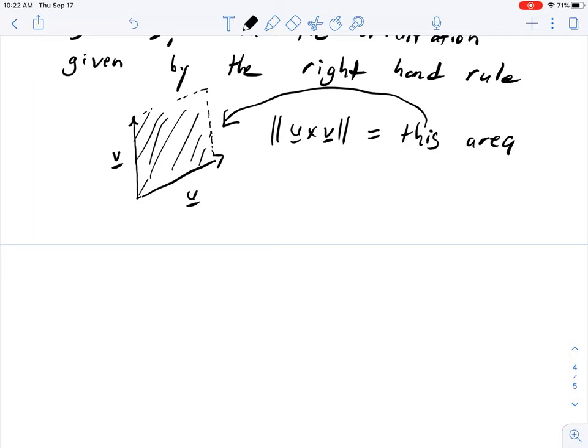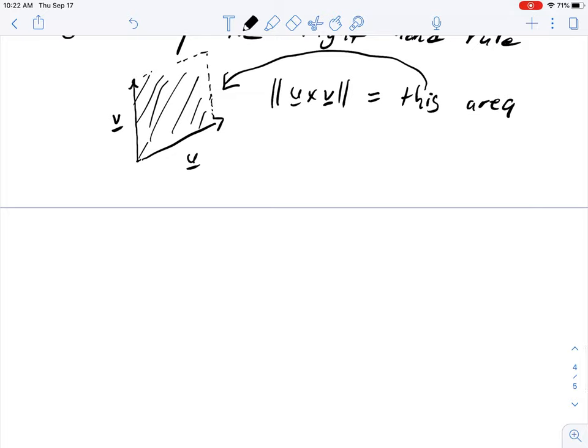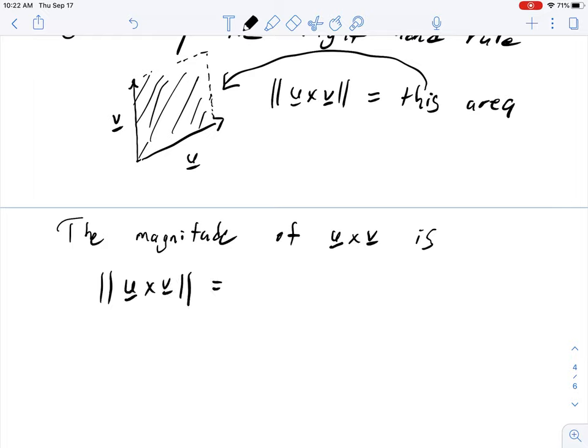So if we say that theta is the interior angle between U and V, which is to say the angle that is less than or equal to pi in radians, then the magnitude of U cross V looks like this. Magnitude of U cross V is equal to the magnitude of U times the magnitude of V times the sine of the interior angle between them, with 0 less than or equal to theta less than or equal to pi.